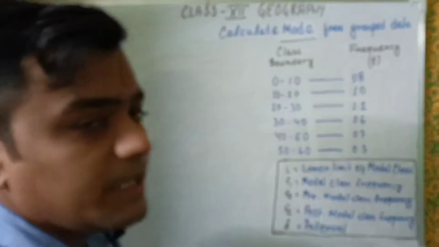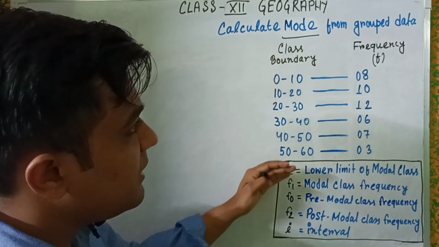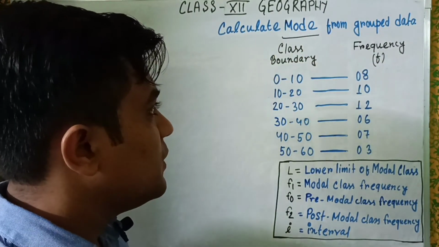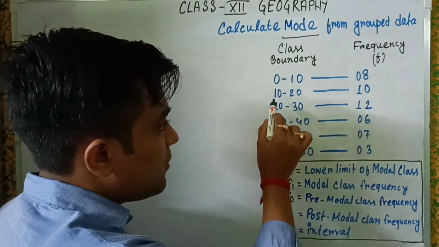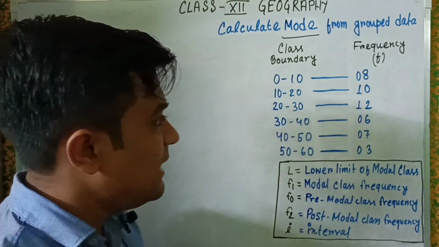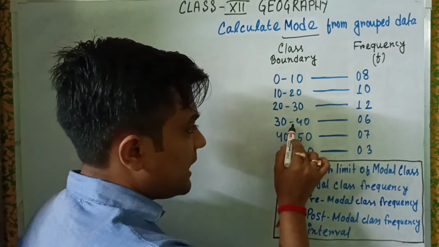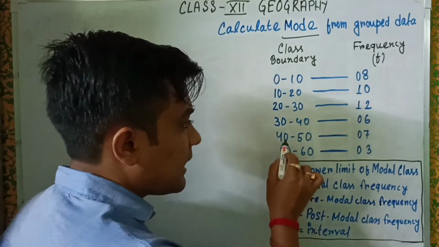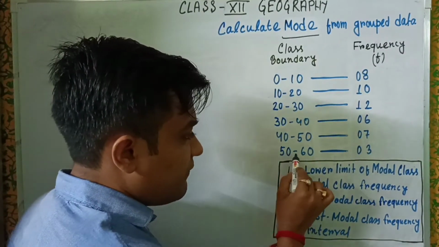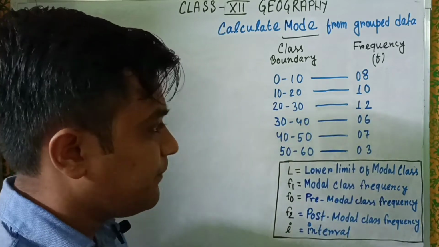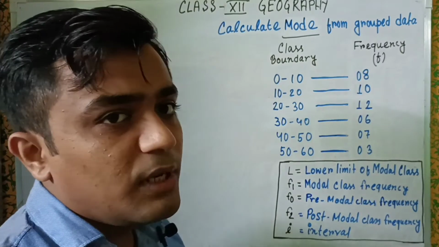So in this question you can see, calculate mode from group data, and only the class boundary and frequency are given. Class boundary 0 to 10 frequency 8, 10 to 20 frequency 10, 20 to 30 frequency 12, 30 to 40 frequency 6, 40 to 50 frequency 7, 50 to 60 frequency 3. Students, you have to do nothing in the table to calculate mode.